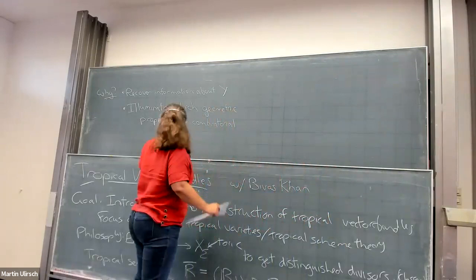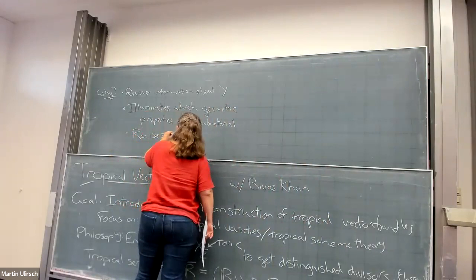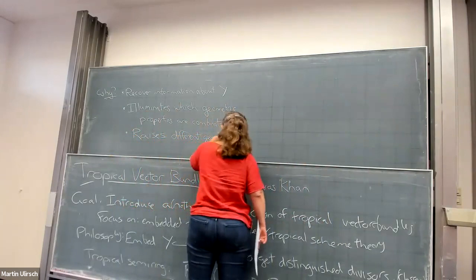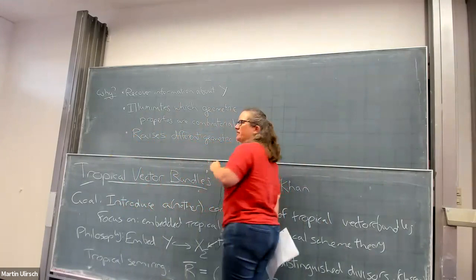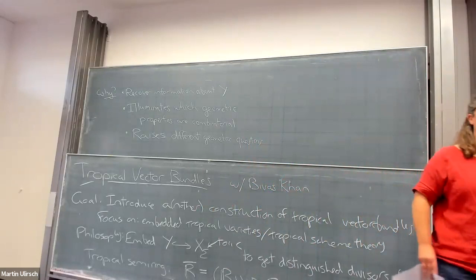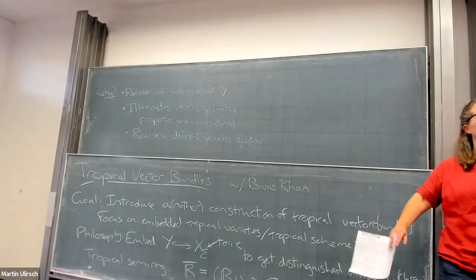And then the third one is, I want to say, one other advantage of a tropical approach is it raises different geometric questions. So it gives you a different approach where different questions become simpler or more natural. And so sometimes the interplay between whatever your favorite approach is and the tropical approach can lead to new ideas.